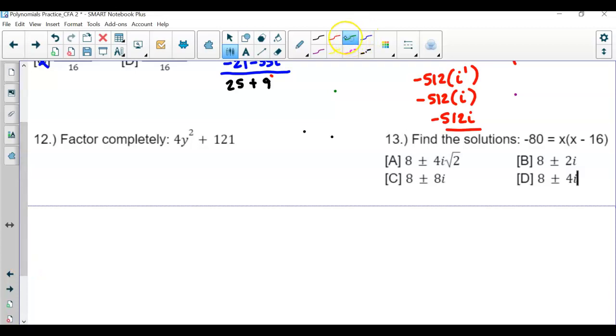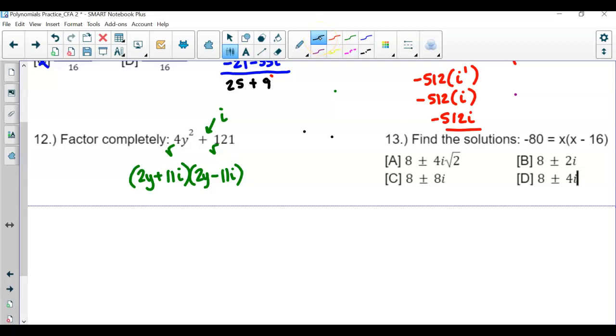So here I have my two terms, y squared and a constant, and we have the sum. So we need i because we do have the sum of two perfect squares, no GCF. So here the square root of 4 is 2, so 2y plus the square root of 121 is 11, but because it's the sum of two perfect squares, 11i times 2y minus 11i. Then question 13, we are finding the solutions.